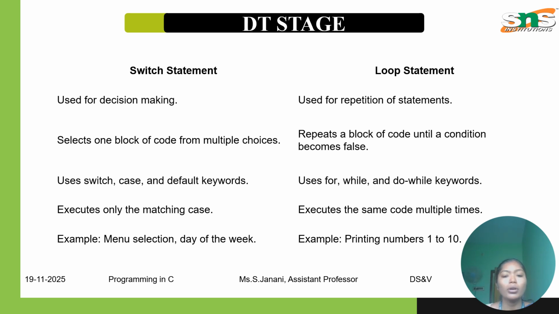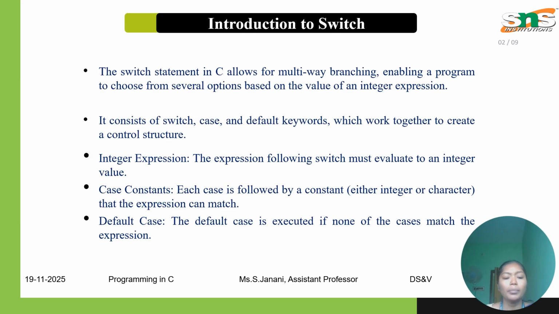A loop is used for repetition of statements, repeating a block of code until a condition becomes false. It uses the for, while and do while keywords and executes the same code multiple times, for example printing numbers from 1 to 10. This is different from the switch statement in the C programming language. The program checks the selected option and executes the matching case.